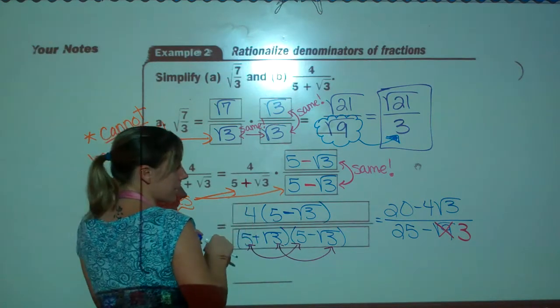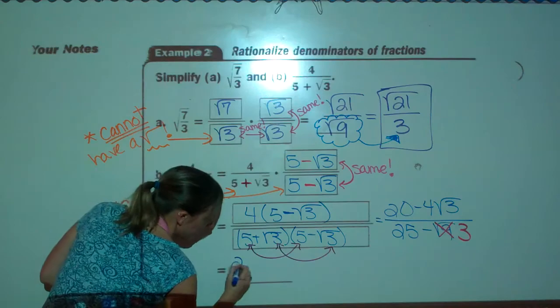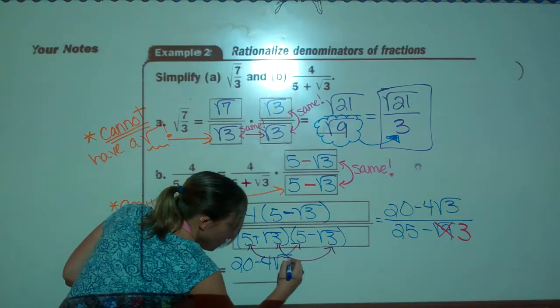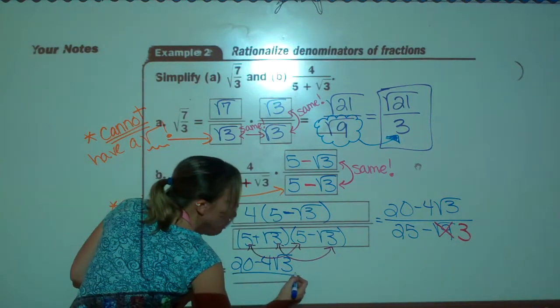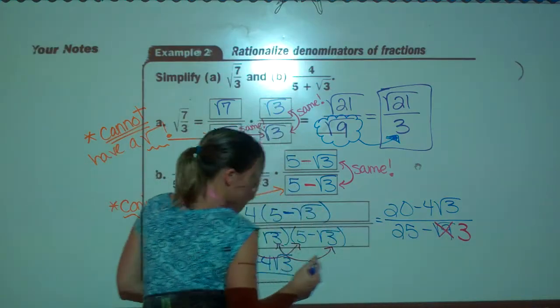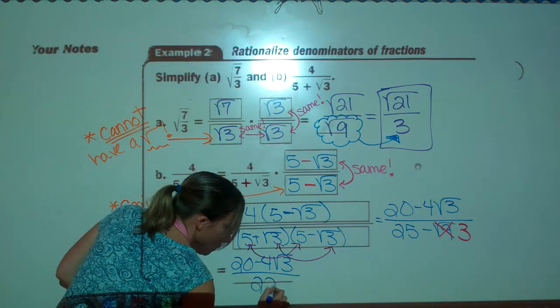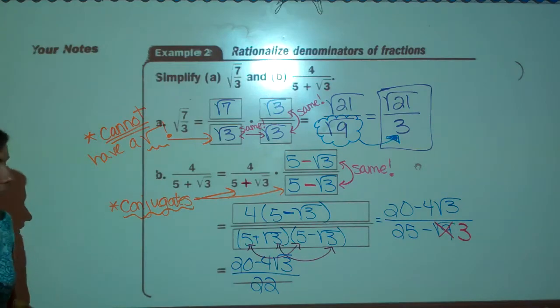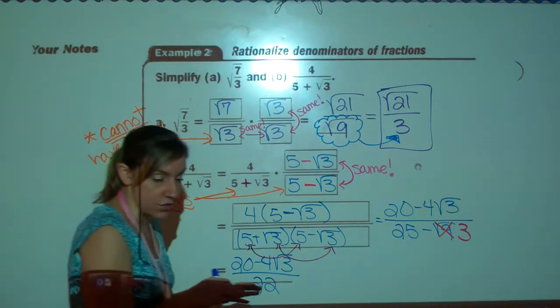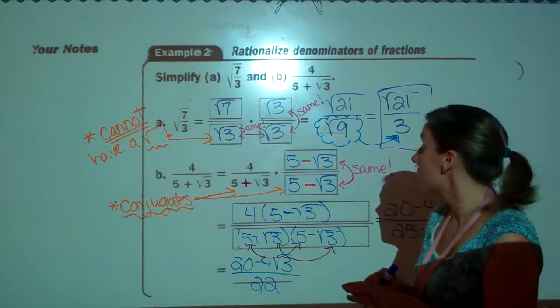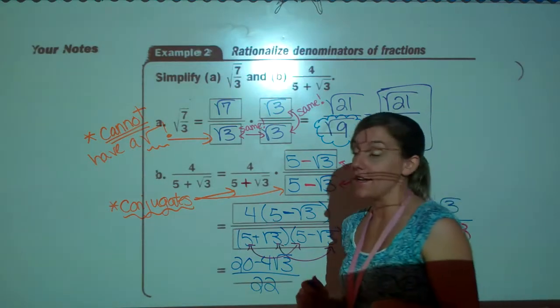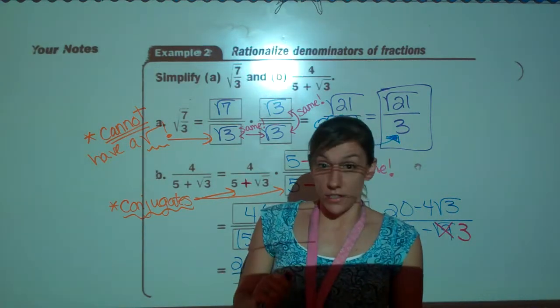So the answer is 20 minus 4 square roots of 3 over 25 minus 3, which is just the number 22. Okay? It's just the number 22. And then this is actually a really good practice. We're actually going to be getting into this a lot, this unit.